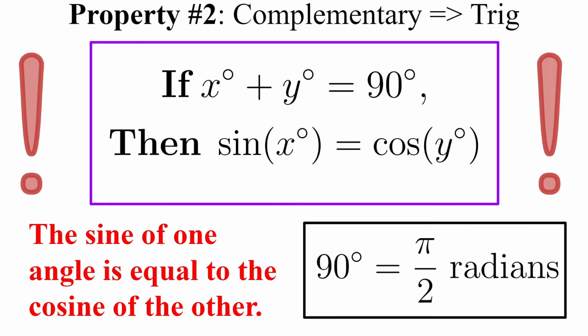And once again, guys, remember 90 degrees is equal to pi over 2 radians, just in case you ever see a question with a pi over 2 in it. I don't think you will, but that should jump out at you. Pi over 2 is 90 degrees.